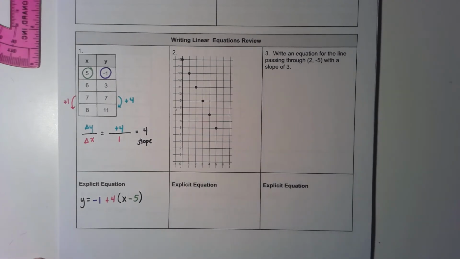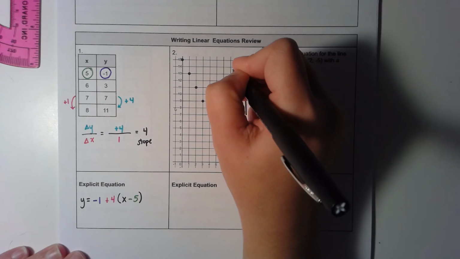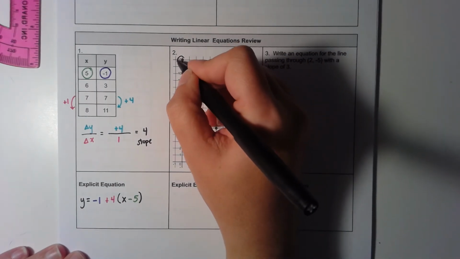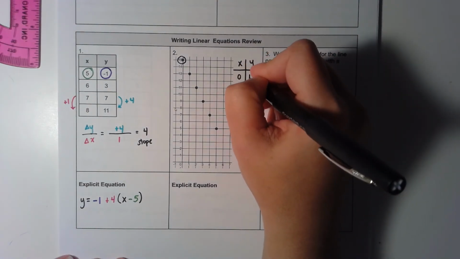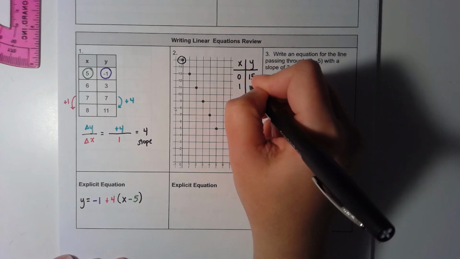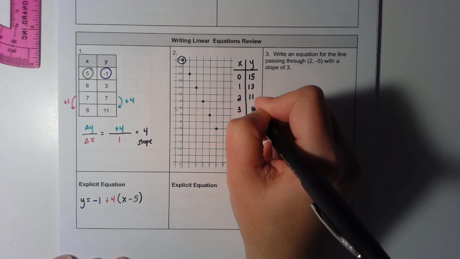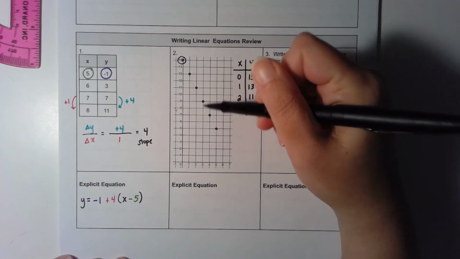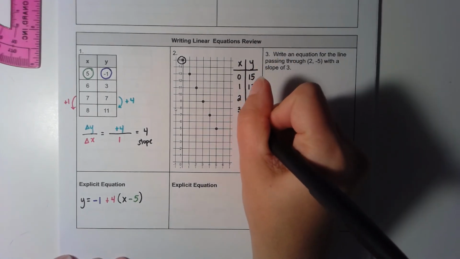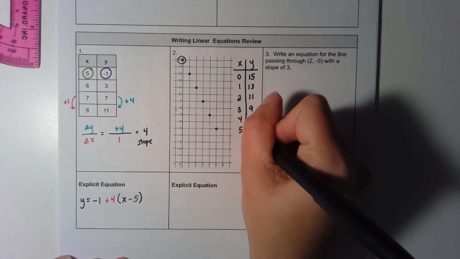For problem number 2, I personally think it's going to be much easier to do this problem if we make a table of values first. So we've got x and y. The first point here is going to be the one that's farthest to the left because we always read graphs from left to right. So it would be 0, 15. Then we've got 1, 13, 2, 11, 3, 9, 4, 7, and 5, 5.